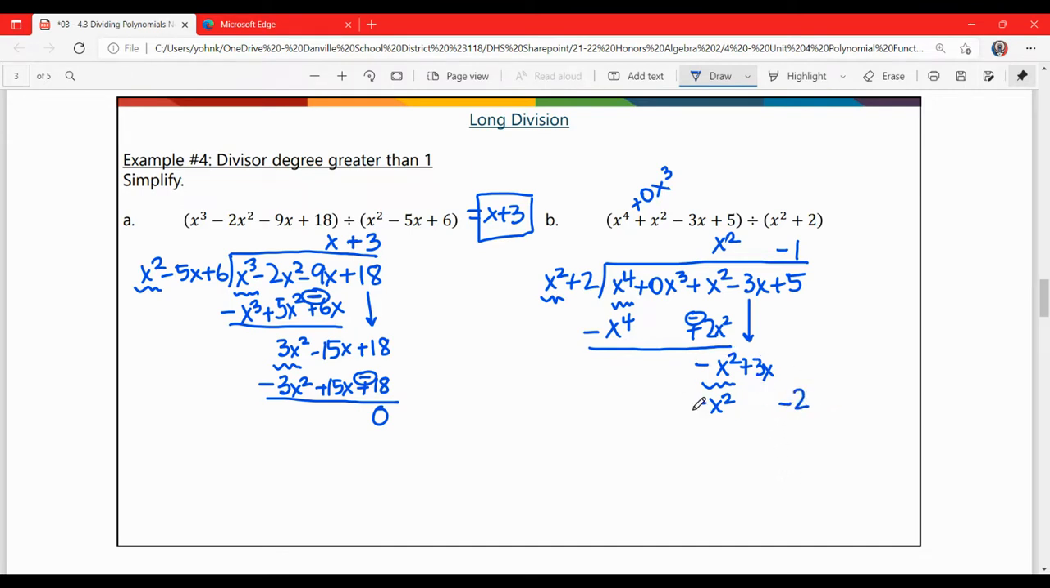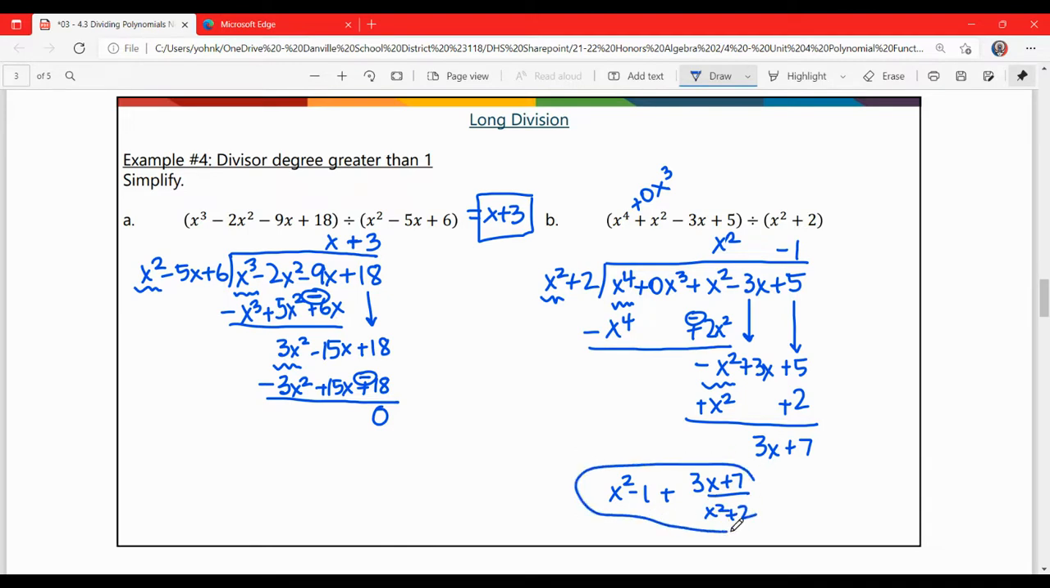Now, I'm pretty sure we're going to start to run out of letters that we can multiply, so we need to go ahead and also bring this 5 down. So now when we draw our line and change our signs, the x squareds add to 0. I bring down the 3x, and I have a plus 7. So my answer is going to be x squared minus 1 plus 3x plus 7 over x squared plus 2. So it looks a bit funky, but that is what it is.